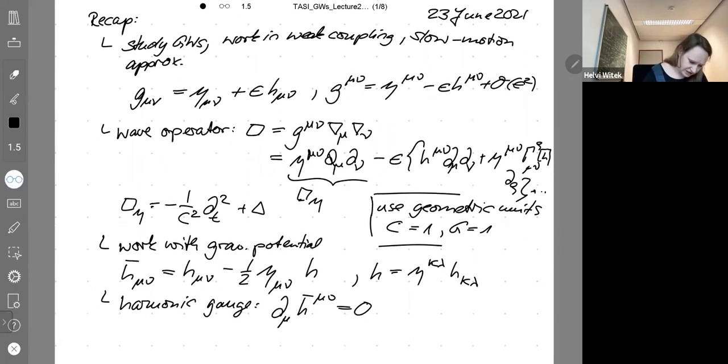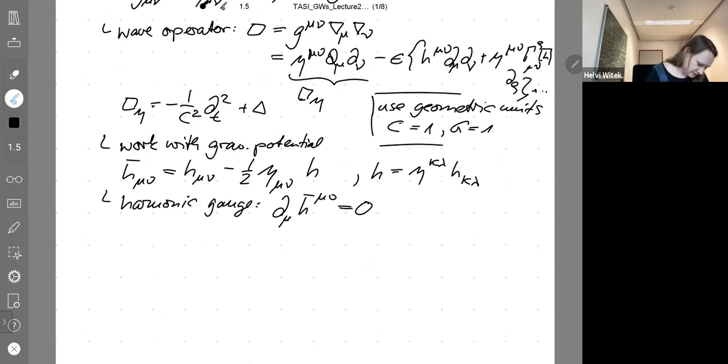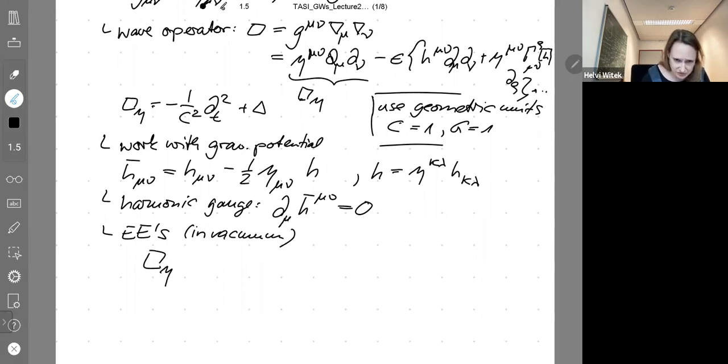So let me just move this up a little bit here. Einstein's equations in vacuum, and this straightforwardly extends if you have matter sources, become a wave equation with respect to the flat wave operator acting on our gravitational potential, box h bar mu nu equals 0. So that's where we stopped yesterday.